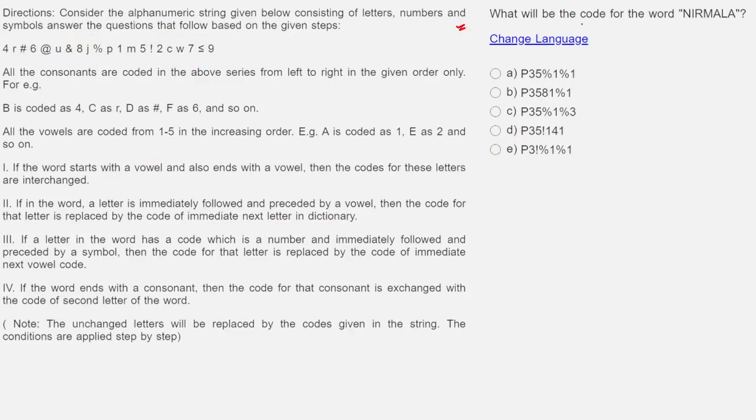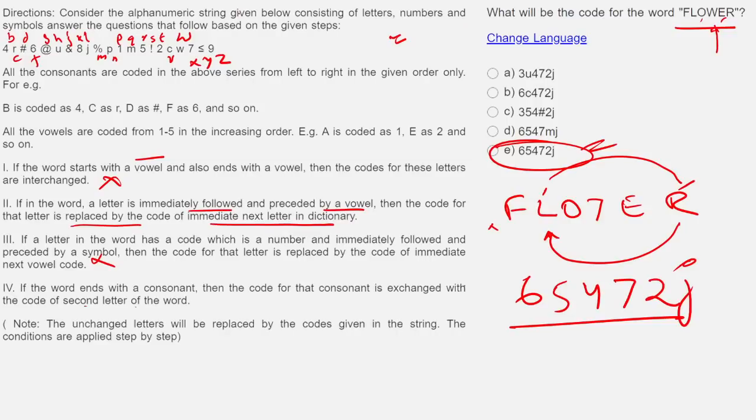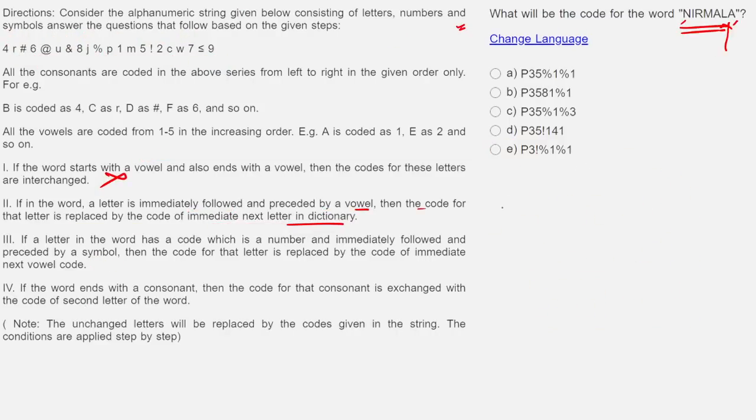Let's look at this. What is the code for the word Nirmala? Okay, Nirmala here, first and last are not vowels. This is gone. If in a word a letter is immediately followed and preceded by a vowel, it is happening here. Yes, clearly this L is. Then the code for that letter is replaced by the code of the immediate next in the dictionary. After L comes M, and for M what did we have here was the percentage sign, right? So what will we have: N I R M A percentage A.